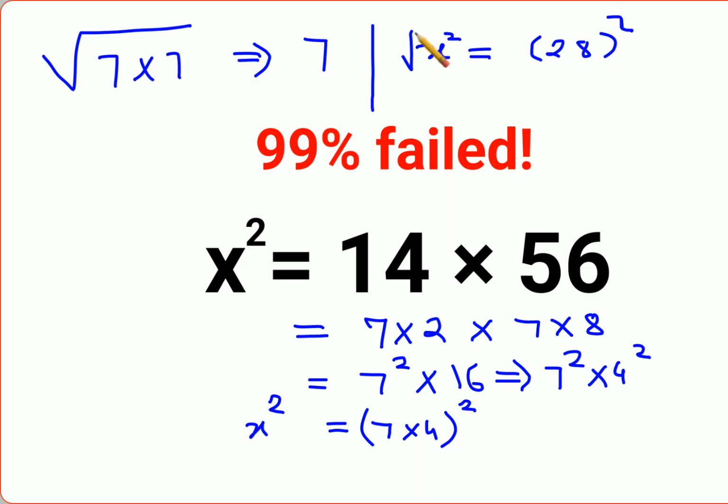Now in order to find the value of x, we'll take square root on both sides, but whenever you take the square root for a variable, the value will always come with a plus minus sign. So this becomes plus minus, the root and the square will cancel on both sides, and I'm just left with plus minus 28. You saw how easily we could do this.